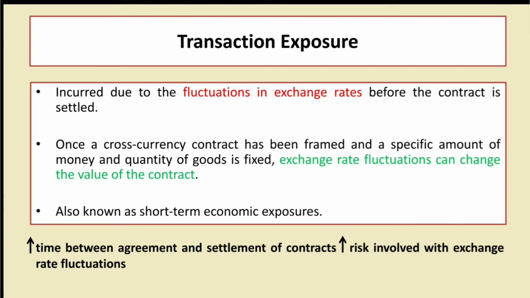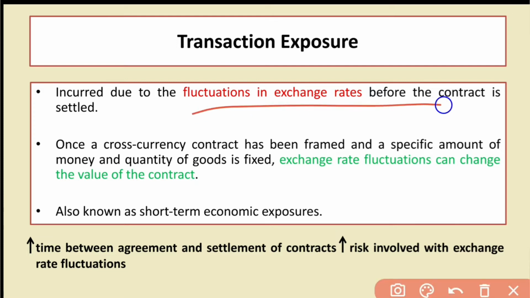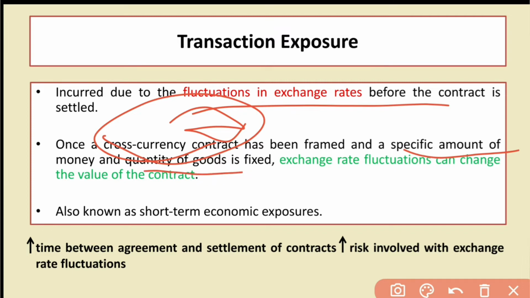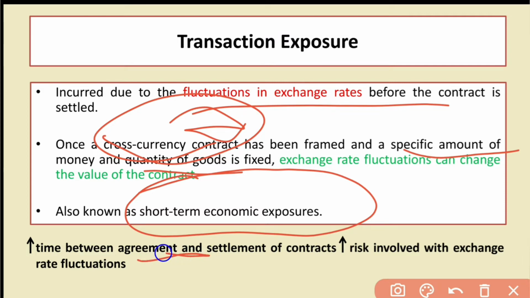As I have already explained to you, there is a fluctuation in the exchange rate, right? That is the cross country contract, and we fix the specific amount of money and quantity in advance. This is also known as the short term economic exposure. Now, one thing you need to note here is that the larger the time gap between agreement and the settlement, the larger the risk involved in the exchange rate fluctuation.